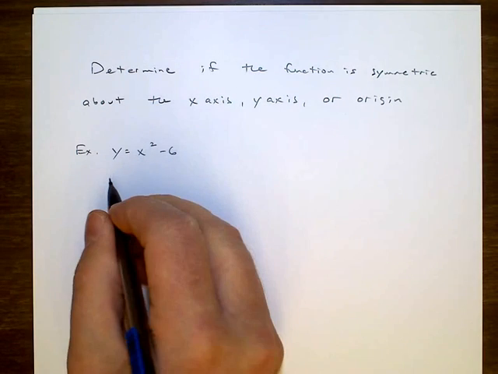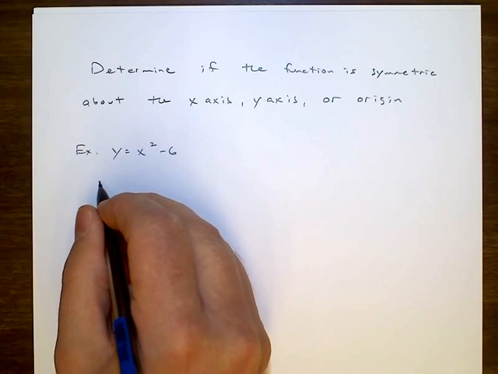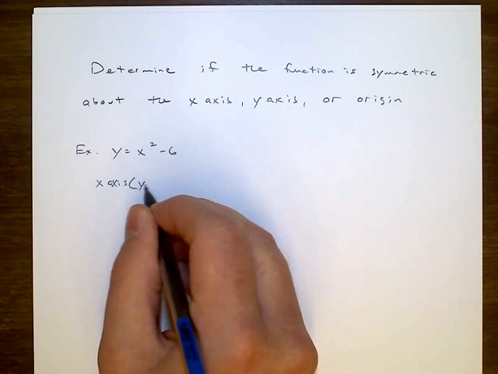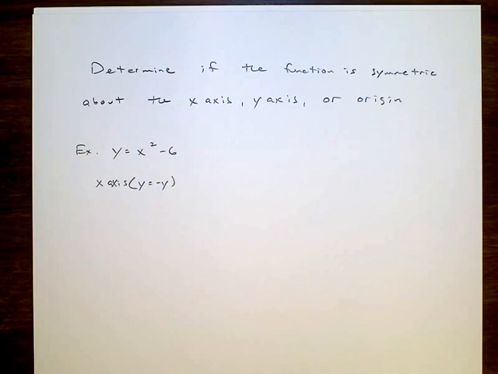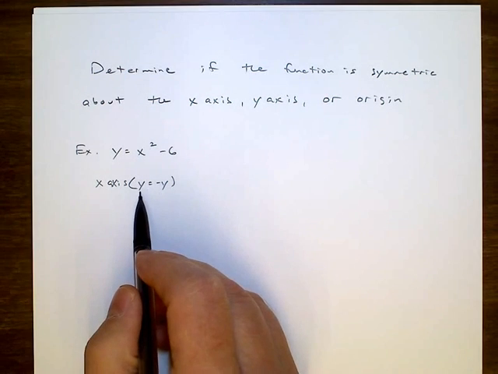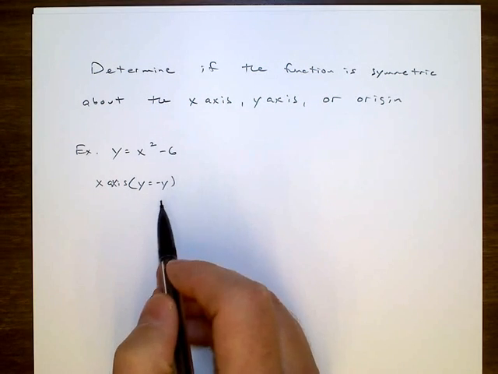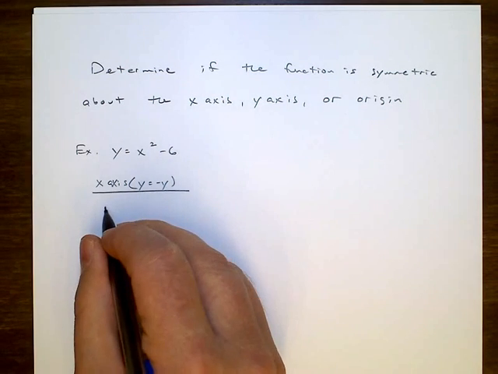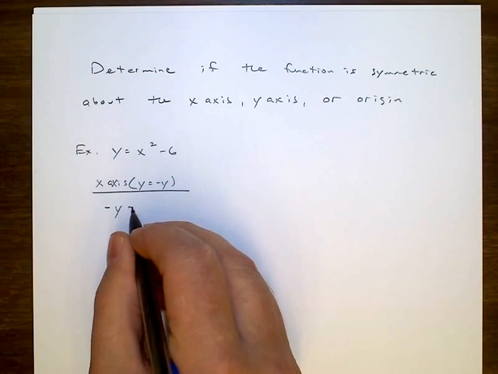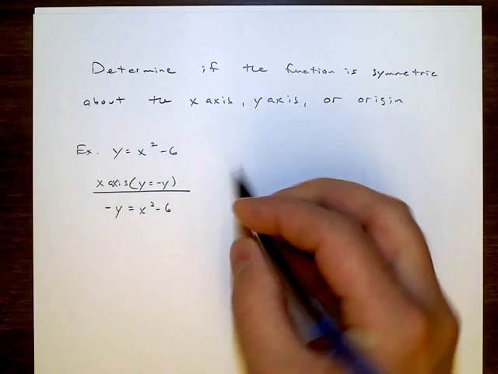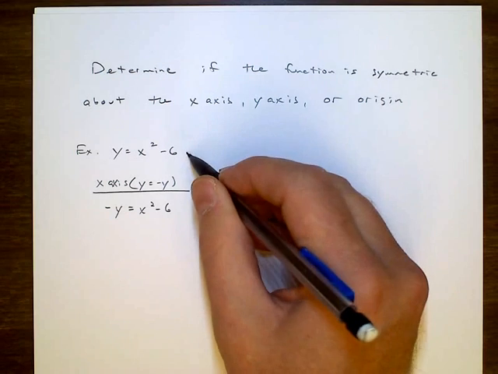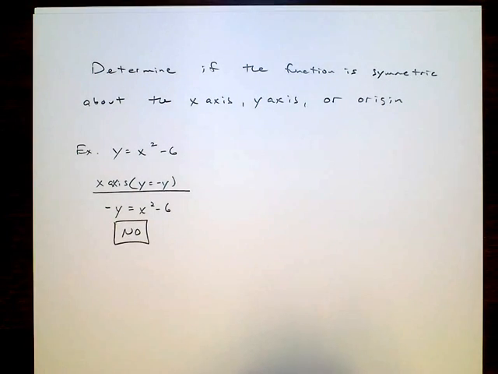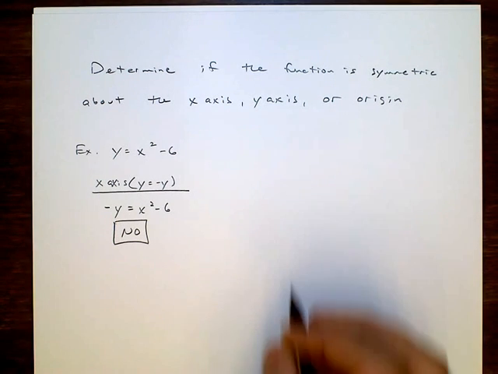Okay, we want to see whether or not this function is symmetric. First we'll test the x-axis. To see if it is symmetric about the x-axis, we replace the y value with negative y and see if what we end up with is equivalent to the original. So, we replace y with negative y, so we write negative y equals x squared minus 6. Now this function is not equivalent to the original, therefore it is not symmetric about the x-axis.